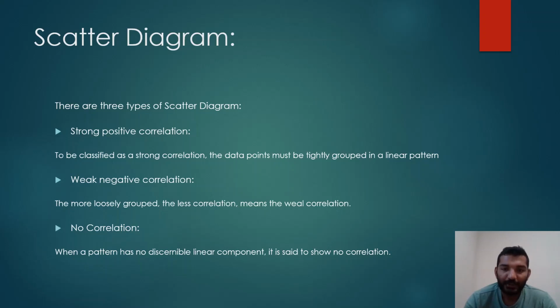So there are three types of scatter diagrams: strong positive correlation, weak negative correlation, and no correlation. Strong positive correlation means that to be considered a strong relation, the data must be tightly grouped in a linear diagram. That means miles per hour and miles per gallon are almost the same. Weak negative correlation means there is a loose relation, like there is a huge difference in the miles per gallon and miles per hour. No correlation means we can't relate both in any single way. When a pattern has no describable linear component, it is said to show no correlation.